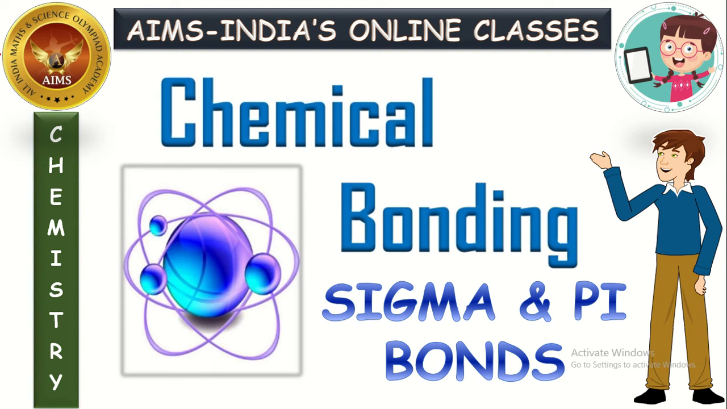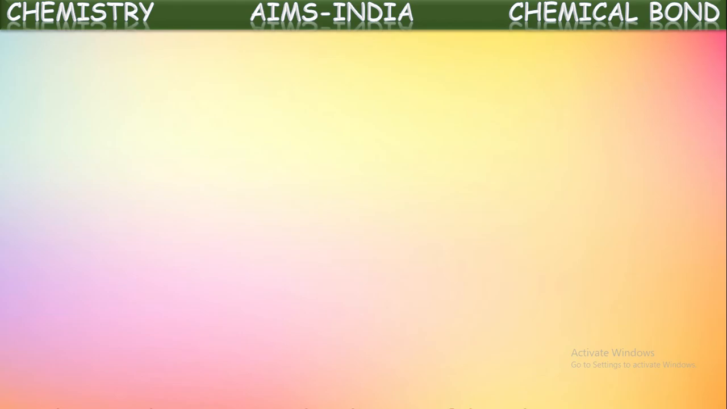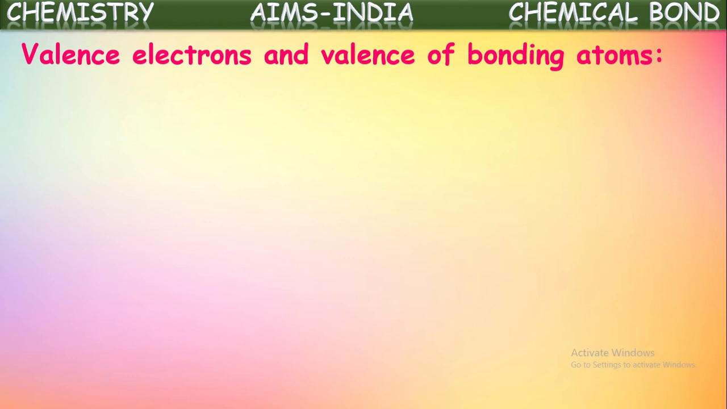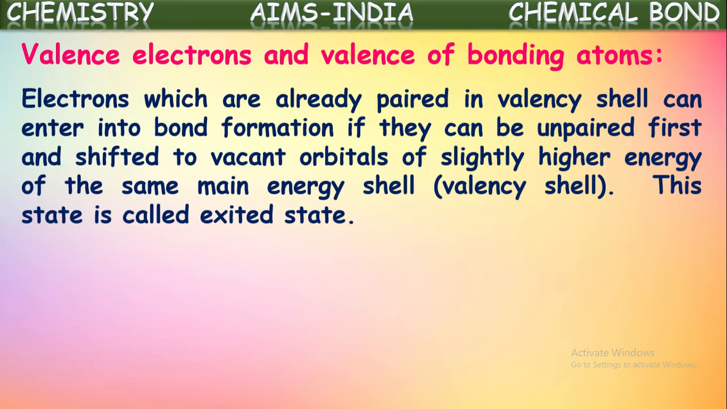Before going to these two bondings, first let us see what is meant by valence electrons and valence of atoms. Electrons which are already paired in the valence shell can enter into bond formation if they can be unpaired first and shifted to vacant orbitals of slightly higher energy or the same energy level. This state is called excited state.